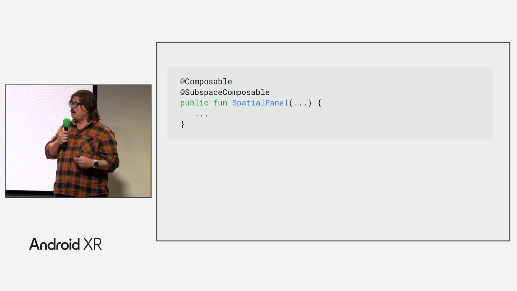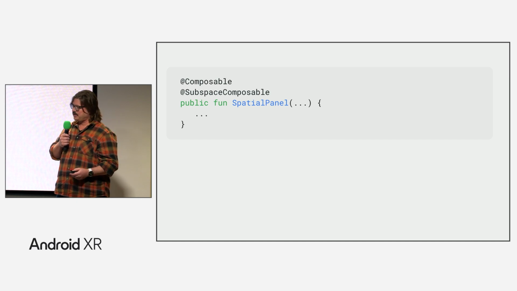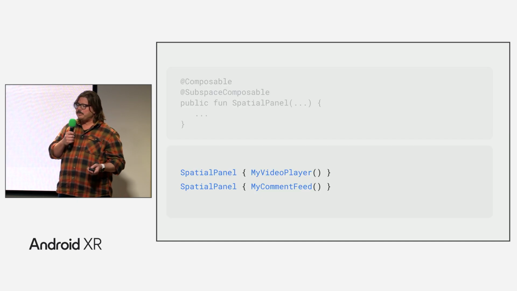Let's say you already added some of these new components to your app, and you're ready to divide your app's UI into multiple spatial panels, one for your video player and one for your live feed of comments. To implement spatial panels in your app, you can simply wrap each composable in the new Spatial Panel API.